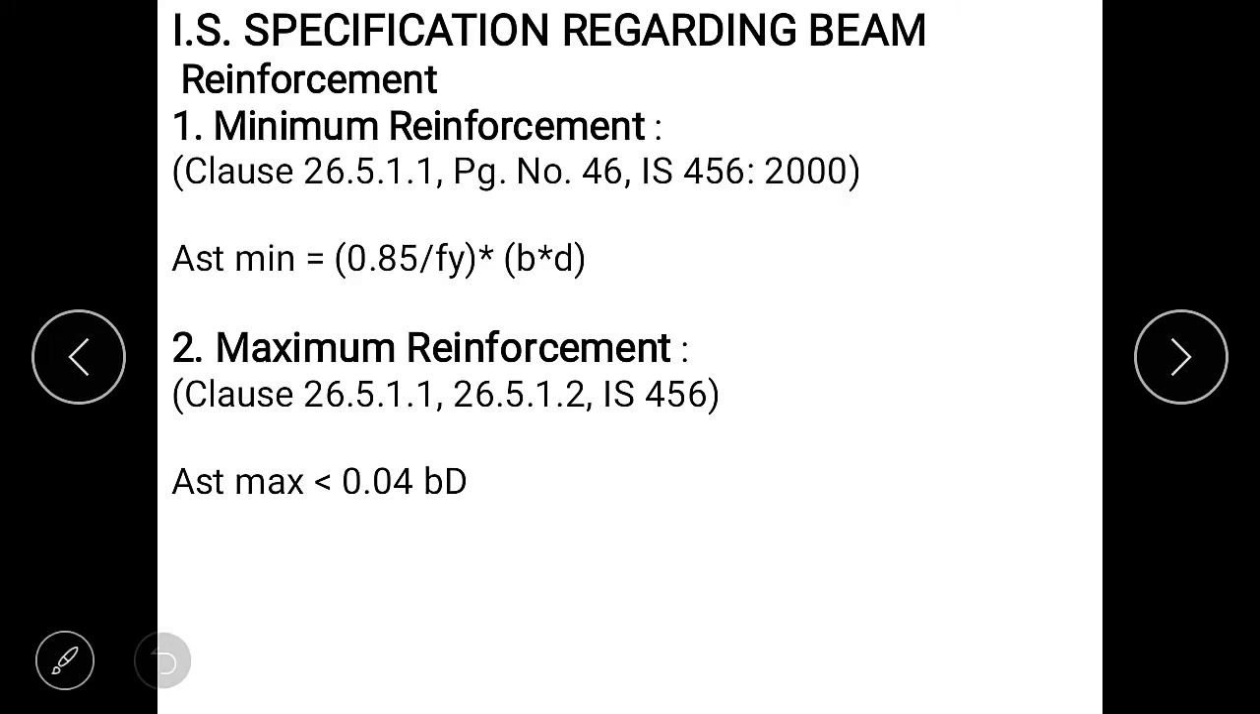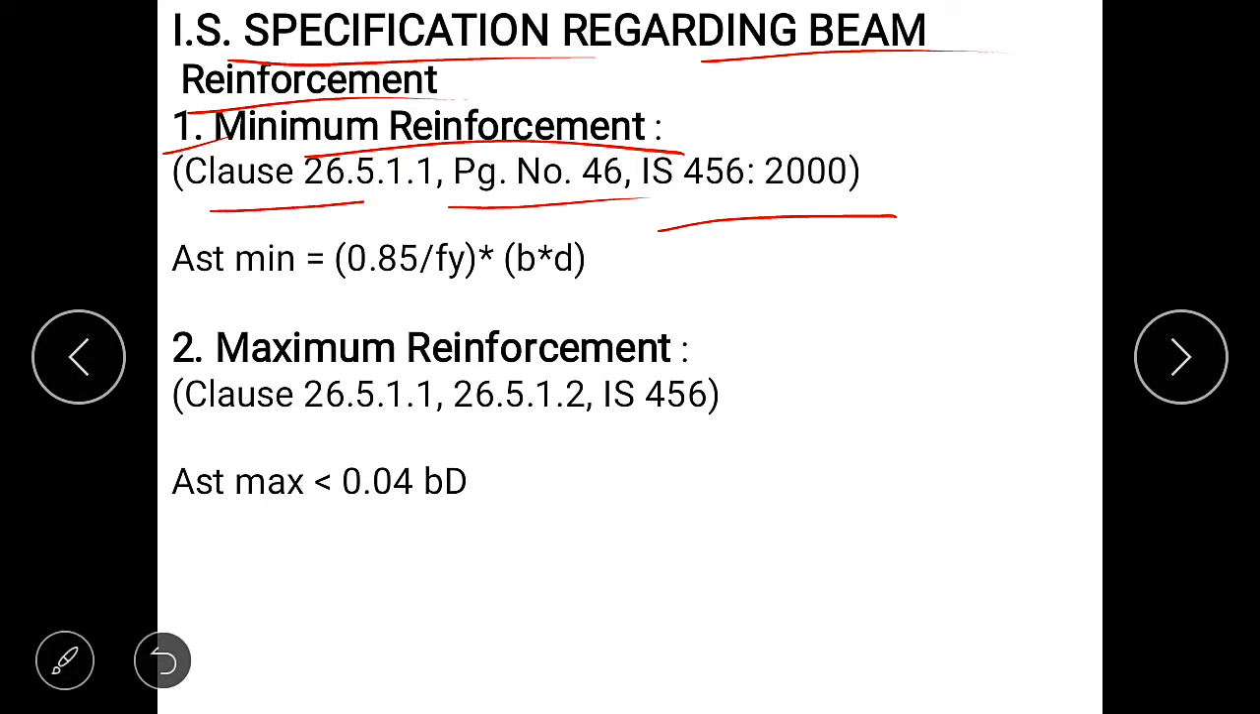IS specification of rectangular beam. Reinforcement: first, minimum reinforcement. In IS code 456 2000, page number 46, clause number 26.5.1.1, the Ast minimum formula is given. Ast minimum is 0.85 divided by fy into b into d.